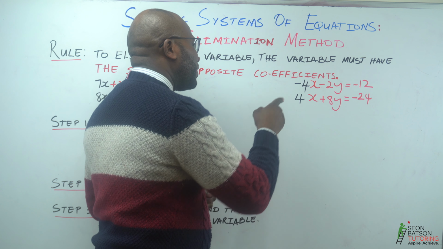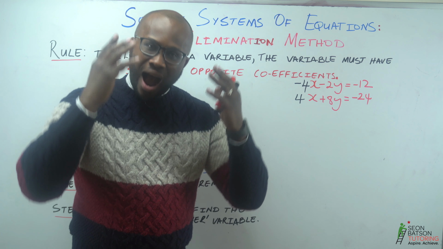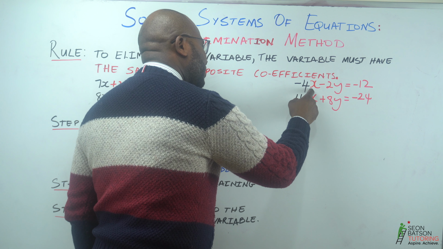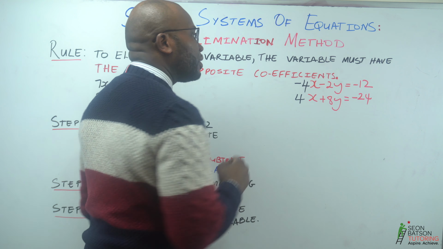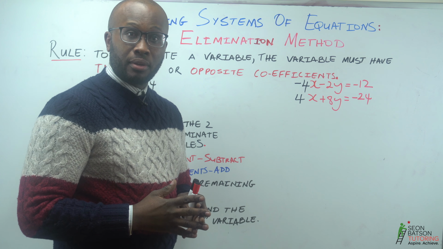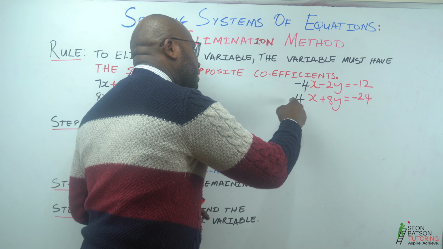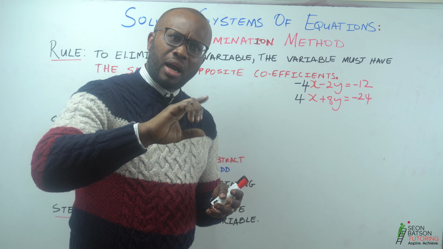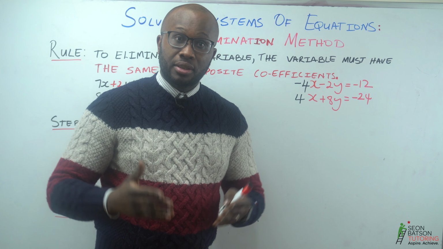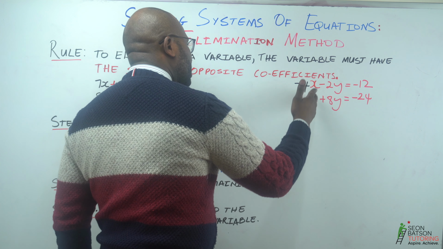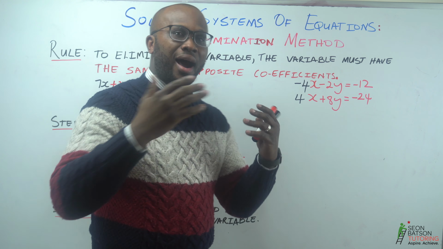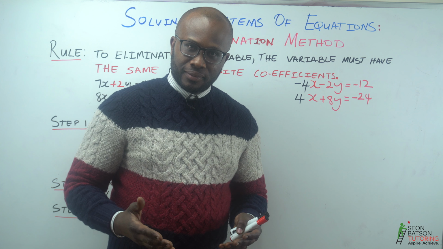Now, look at our second system here. The coefficients of the x's are opposite. Yes? The coefficient of the x in the first equation is negative 4. The coefficient of x in the second equation is positive 4. Negative 4 is the opposite of positive 4. The coefficients are opposite if they are the same numerical value, but the signs are different. So in this system, we can eliminate the x's simply because the coefficients are opposite of each other. So far, so good.